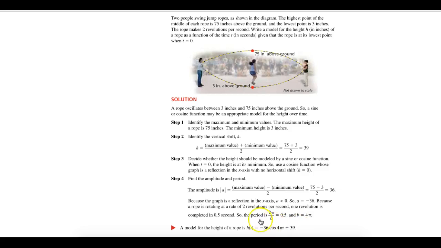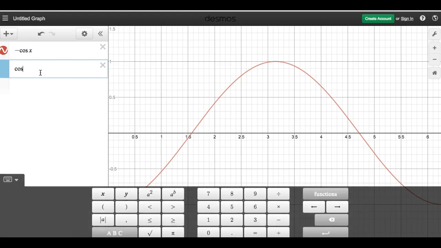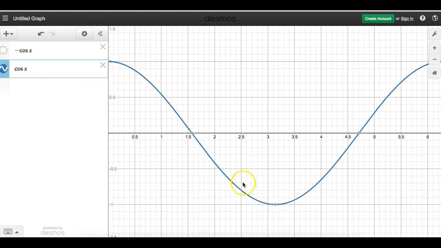So that's going to be our value right here. That's going to be our formula. Okay. Now what I want to show you on Desmos is the difference between if we have here our parent function for cosine. When we do a flip, this is what our graph looks like right here. So this is going to be what we're actually using to model. We have this flipped over cosine.